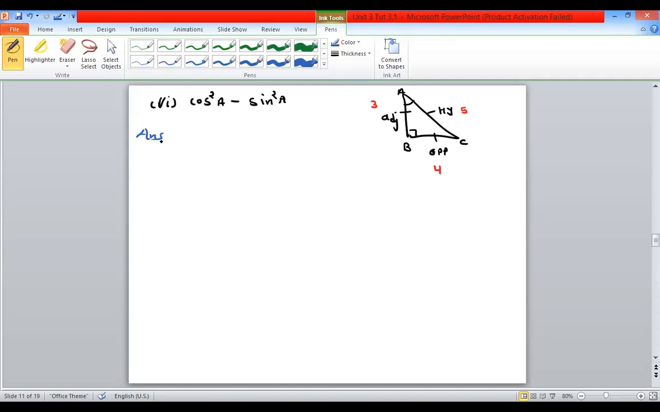Answer of the question is we have cos square A minus sine square A.